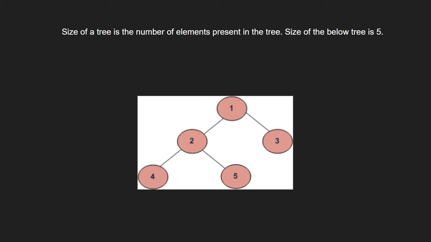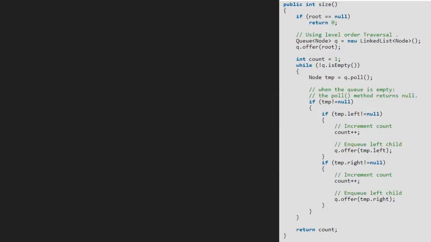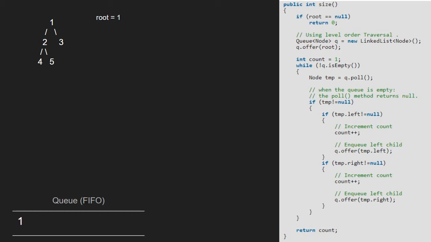Now, let us have a look at the algorithm. Let us also have a sample tree to test our algorithm. As root is not null, we create a queue and enqueue the root node, which is 1, into the queue. Also, we take a count variable and initialize it to 1. As the queue is not empty, we enter the while loop.